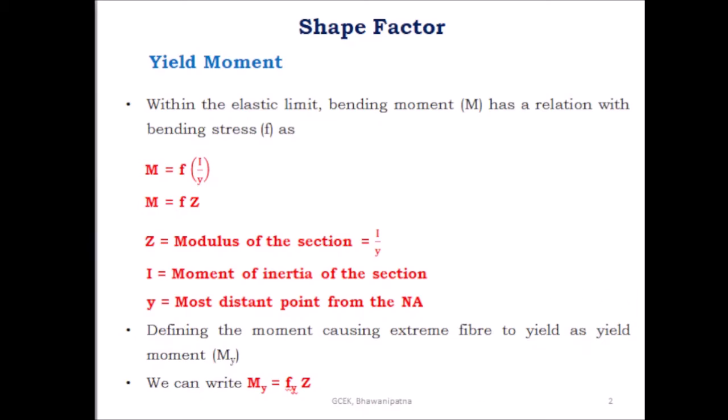So the yield moment is defined as the yield stress into the section modulus. The yield moment My is equal to Fy into Z, where Fy is the yield stress and Z is the section modulus. My is equal to Fy into Z.